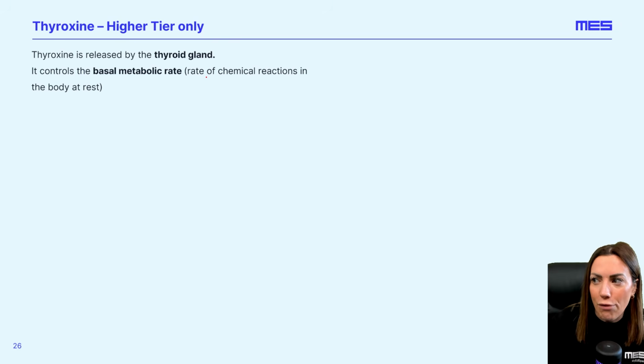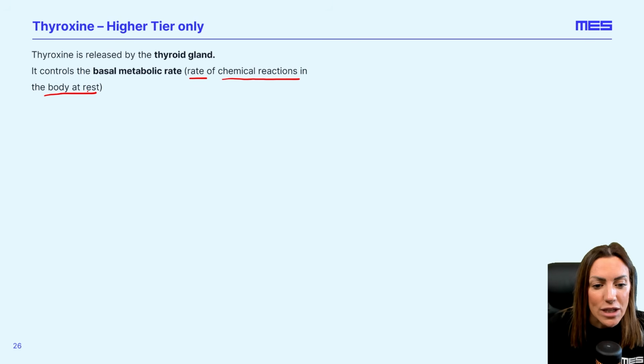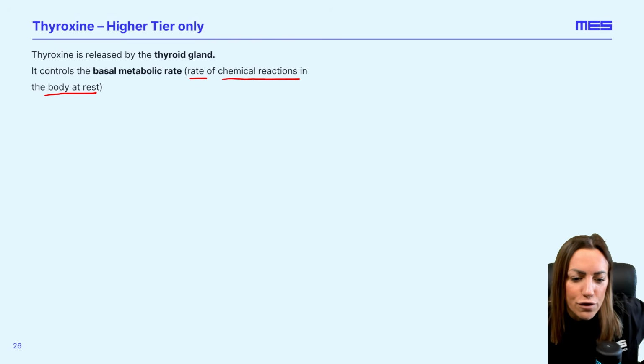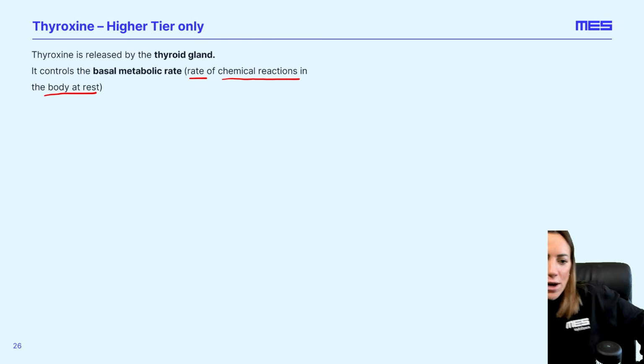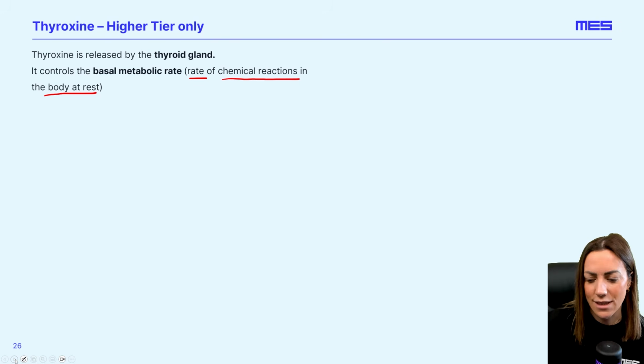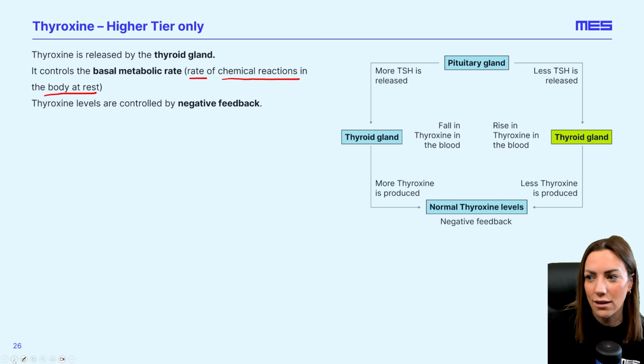Now, metabolic rate is the rate that chemical reactions happen in your body or in your cells at rest. So it's the speed of chemical reactions, which you should know from module 4 when you do metabolism. It's the speed of chemical reactions in your body or in your cells, but thyroxine is the hormone that controls your metabolic rate. Now, thyroxine levels are controlled by negative feedback, so we're going to have a little look at that.